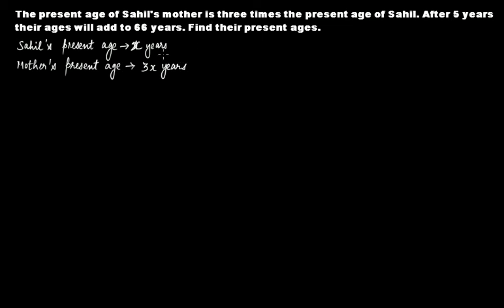Okay, this is the first condition given to us. The second part says that after 5 years, their ages will add to 66 years. That is, after 5 years, when you add their ages, the sum comes as 66 years. So after 5 years, what will be Sahil's age?